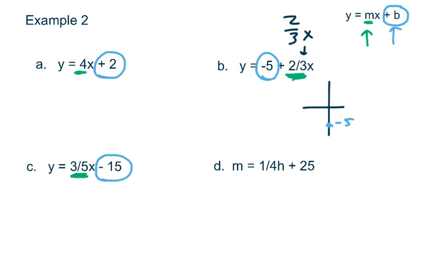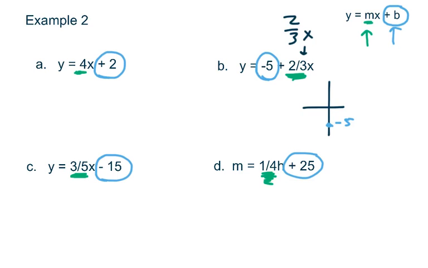Last one here, letter D, m equals 1/4 h plus 25. I notice here that it's not x and y anymore, it's m and h. But I see that the format is still similar. It's a variable equal to a variable with a coefficient plus or minus a constant, just a number. So it's the same idea here. This is still my slope of my equation, 1/4. This is still my y-intercept, positive 25.